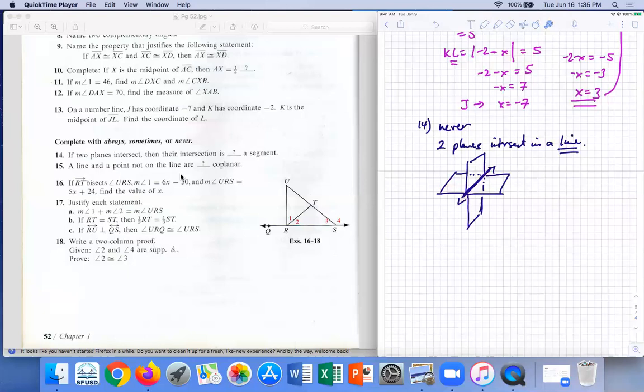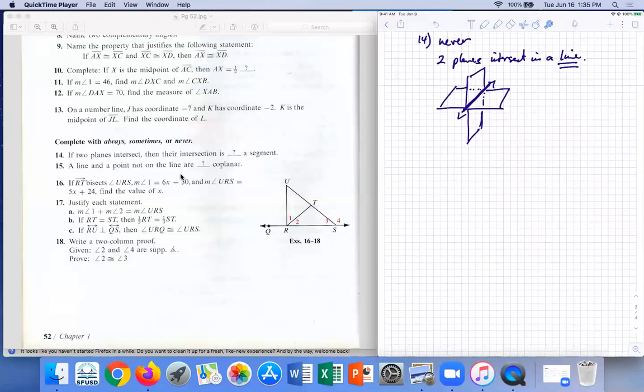All right, number 15. A line and a point not on the line are sometimes, always, or never coplanar. A line and a point not on the line. So if we draw this out, 15, a line and a point not on the line, right? Are they always, sometimes, or never coplanar? So coplanar just means they're on the same plane. Uniquely one plane, right? They're on one, are they on the same plane?